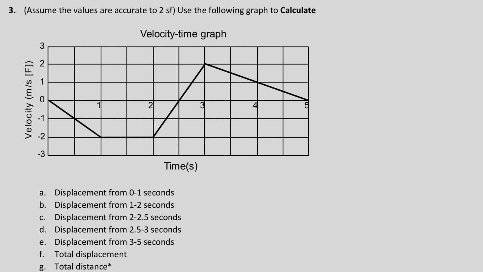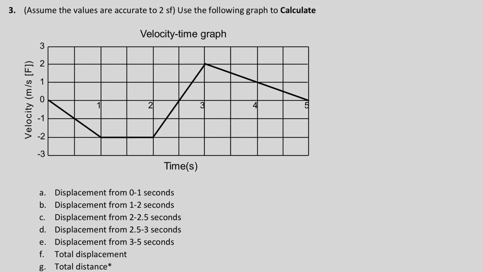Okay, I got another question, and well, this one is a long one. Let's do it. Assume the values are correct to 2 significant figures. Use the following graph to calculate the following. We want the displacement from 0 to 1, 1 to 2, 2 to 2.5, 2.5 to 3, 3 to 5, total displacement, and total distance.